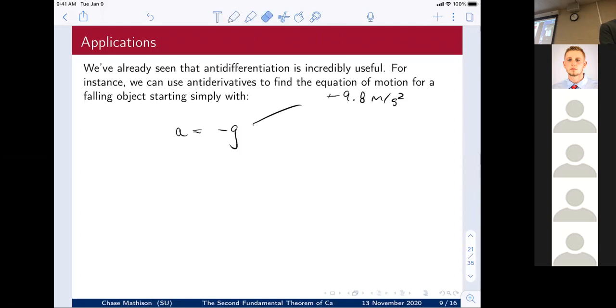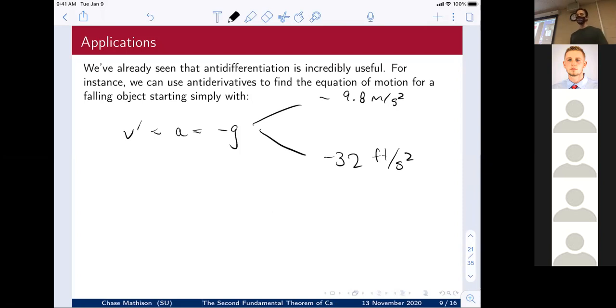If you're using feet and seconds, then g is 32 feet per second squared. I have the negative there because things fall down, and I consider down to be negative. Other people don't, and they're weird. Okay? But starting from this, you know v prime is equal to g, so you can find an antiderivative to find what v is. And then from there, you can find an antiderivative to find what the position has to be.